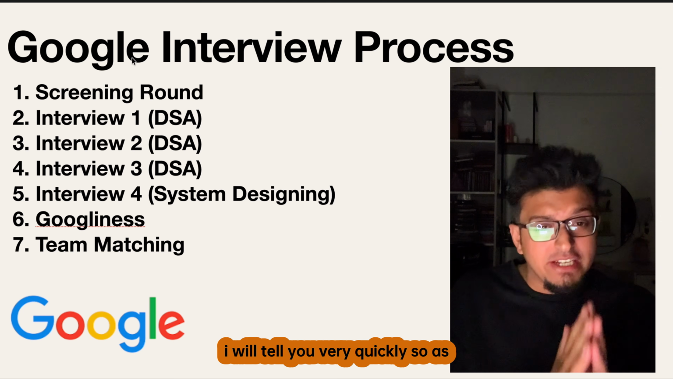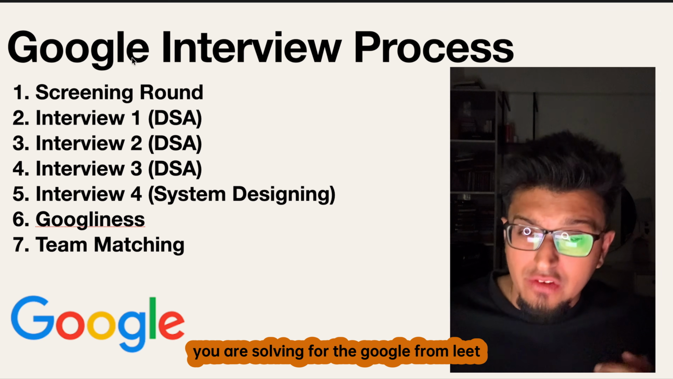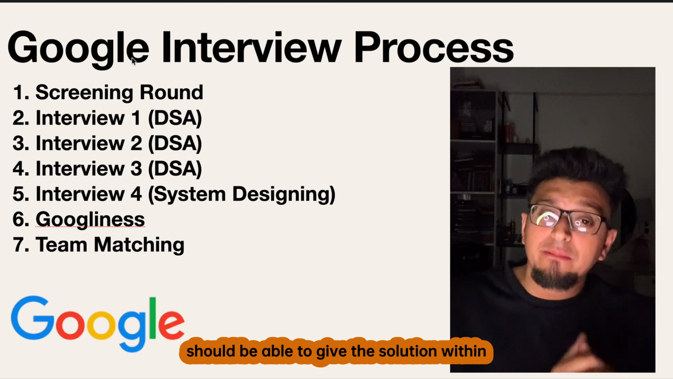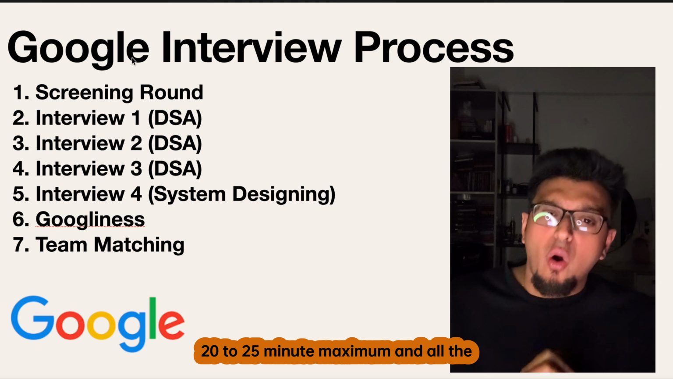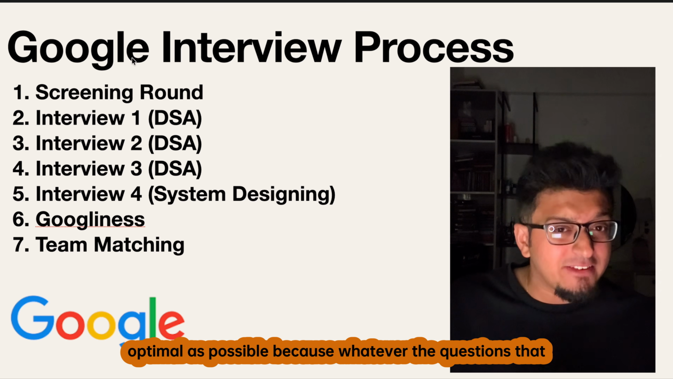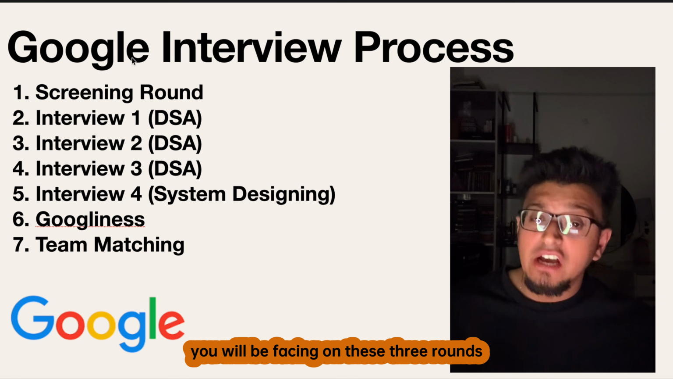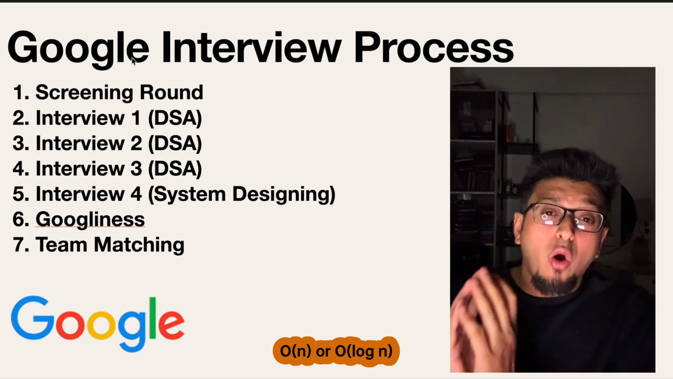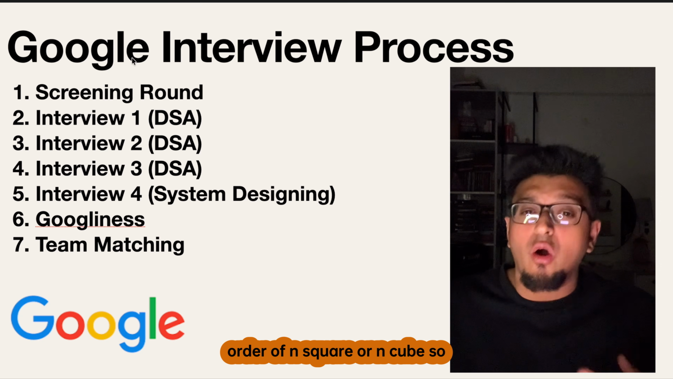And why is it so, I will tell you very quickly. As I was telling you, for all the LeetCode questions you solve for Google, from medium to hard, you should be able to give the solution within 20 to 25 minutes maximum. And the solution should be as optimal as possible, because the questions you will face in these 3 rounds of interview will have an optimal solution of order of n or order of log n. There will be no solution that goes to order of n square or n cube.